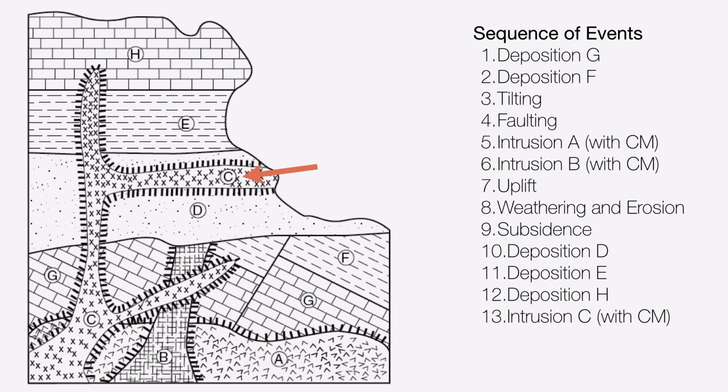And then the final thing was that all of this was uplifted out of the water where weathering and erosion took place. I know that that weathering and erosion was last because if you look at intrusion C, part of it has been eroded. That's a pretty tricky sequence. But again, if we follow our rules of relative dating, then it's not too hard to figure out.